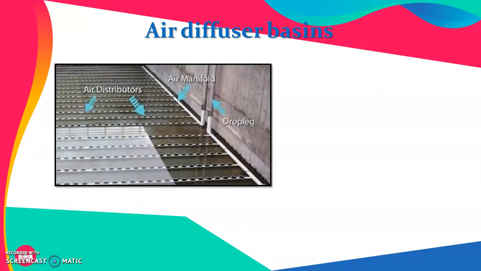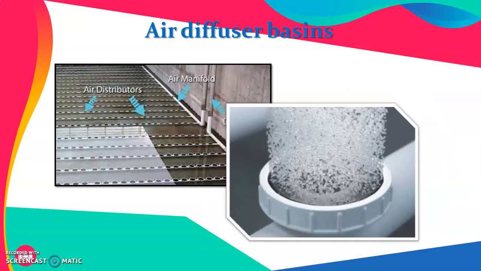Next is air diffuser basins. This figure indicates the piping arrangement of air diffuser basins. In these basins, the air is introduced with the help of certain nozzles which are installed at the bottom of a basin, and those fine air bubbles, with the help of nozzles or air distributors, help us to have an intimate contact once again with the water. These pipes are generally installed at the bottom, and when this kind of basin is full of water and air is introduced at the bottom, obviously it will travel in an upward direction and will help us to achieve a certain amount of aeration. Once again, such basins are used to treat wastewater.